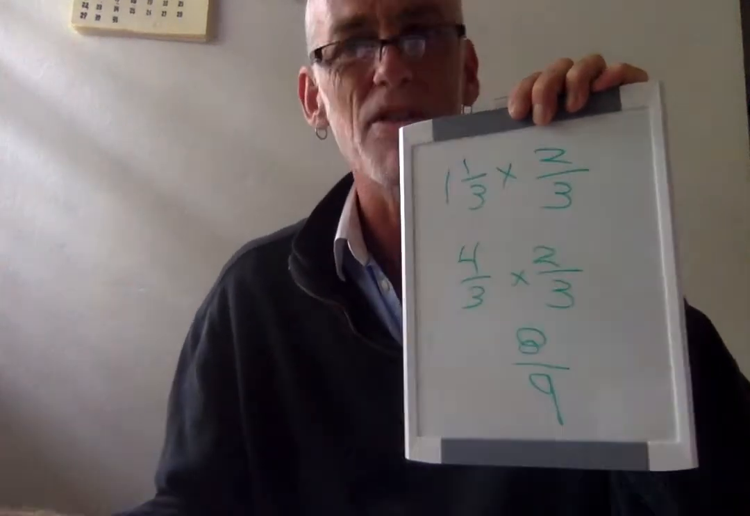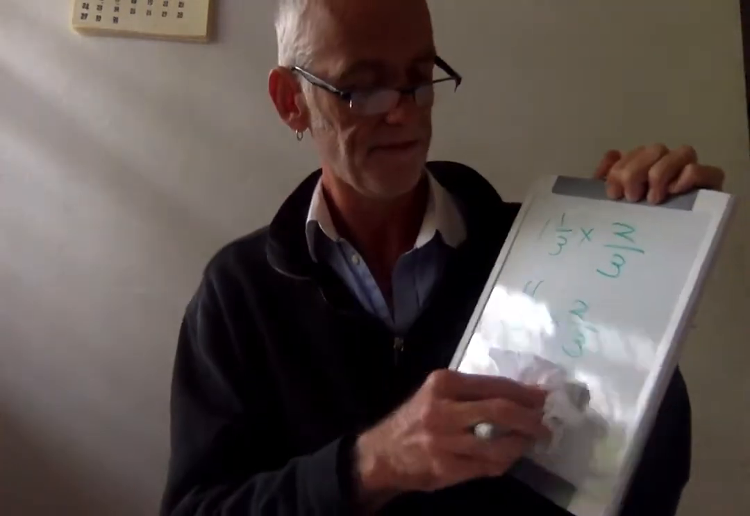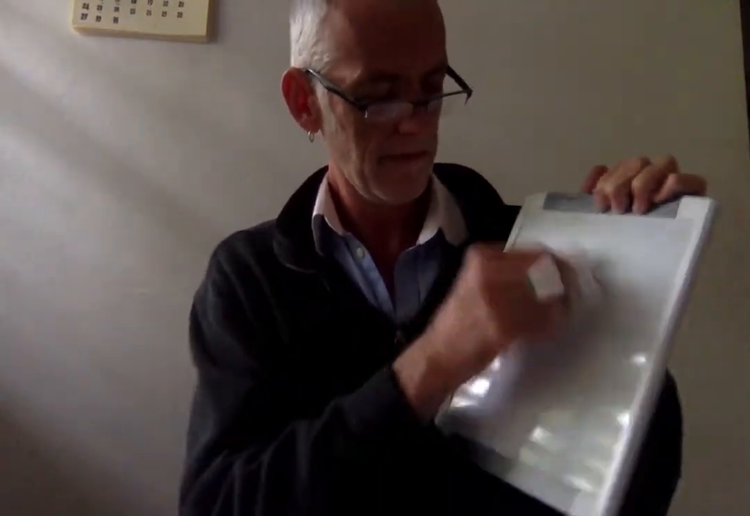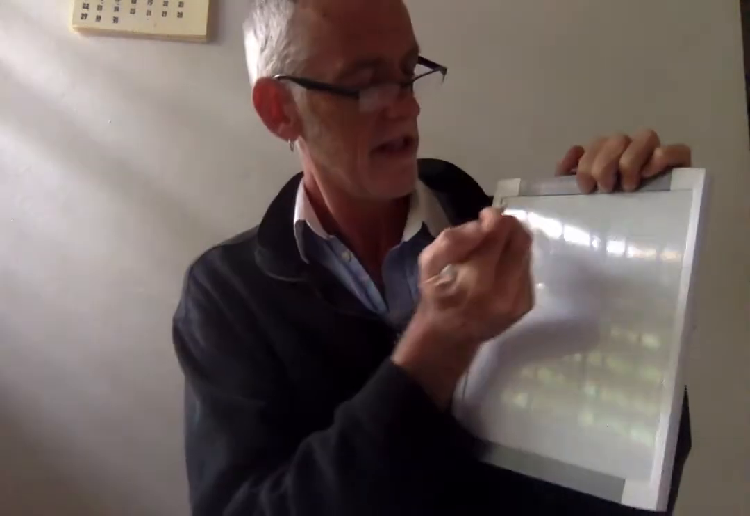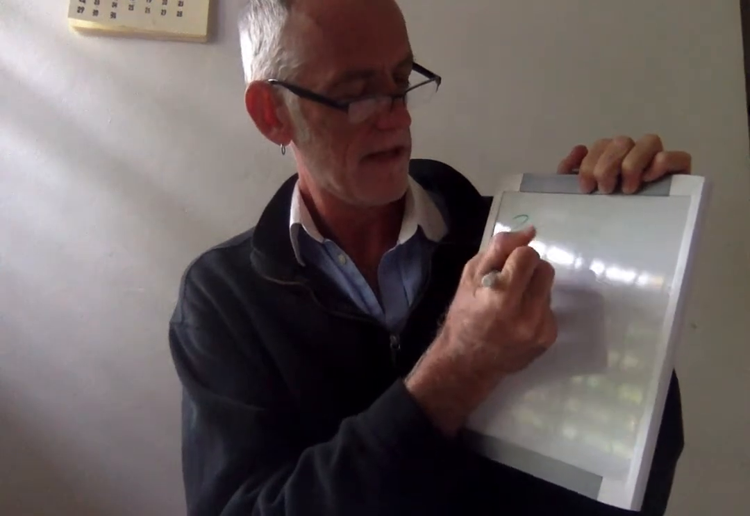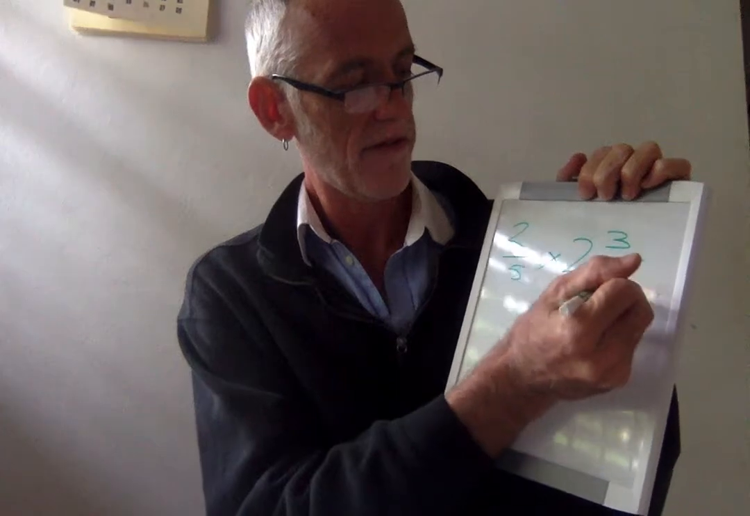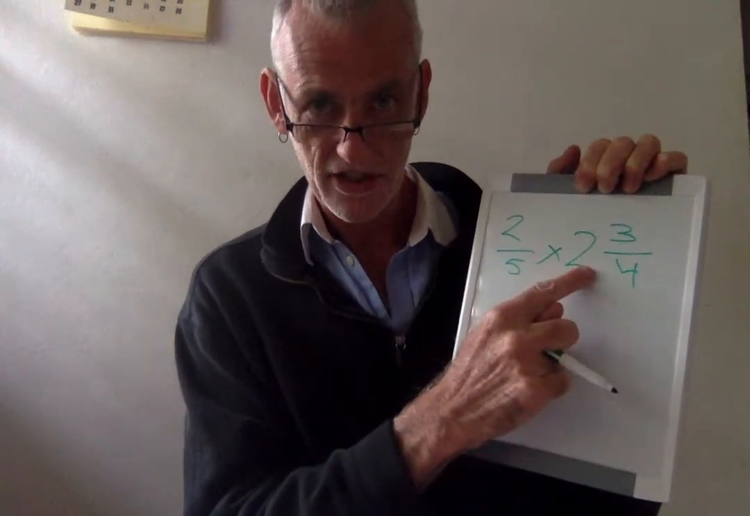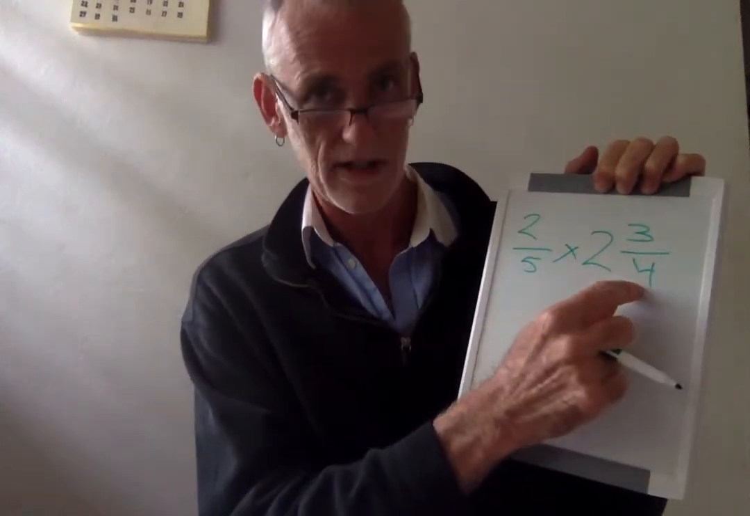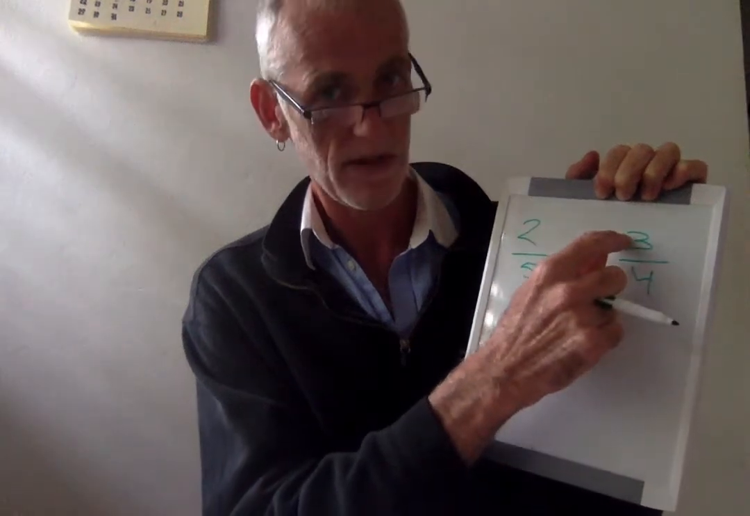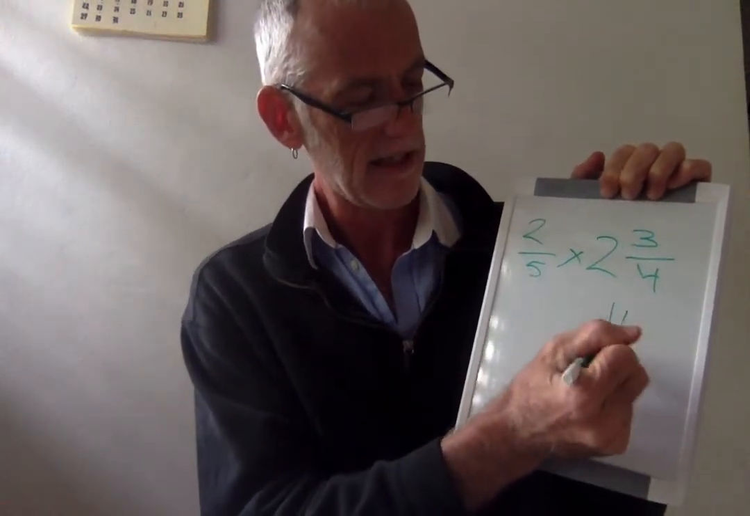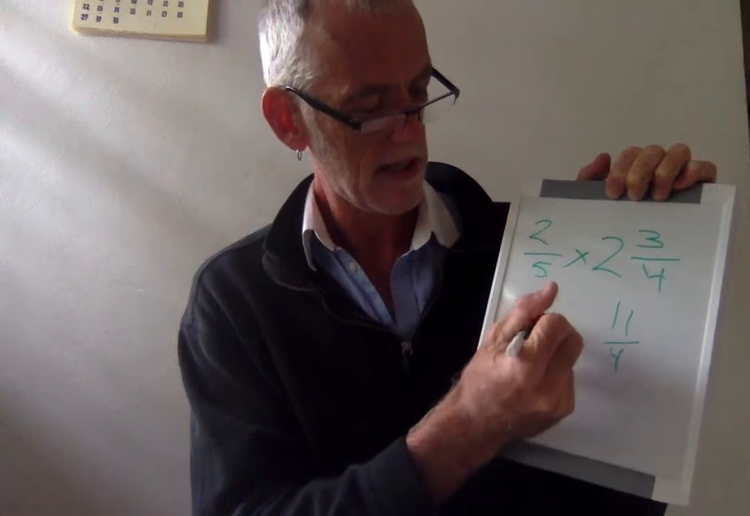Let's try number 3, shall we? 2/5 times 2 3/4. Gotta change this one, right? 2 times 4 is 8. 8 plus 3 is 11. 11/4 times 2/5.